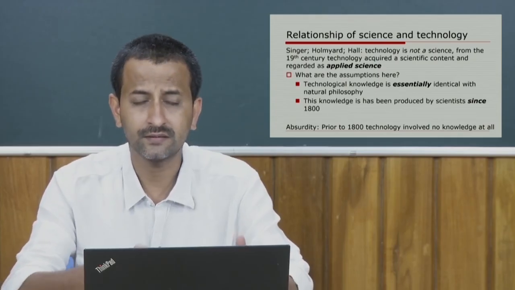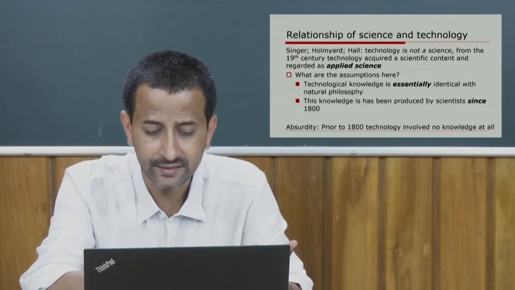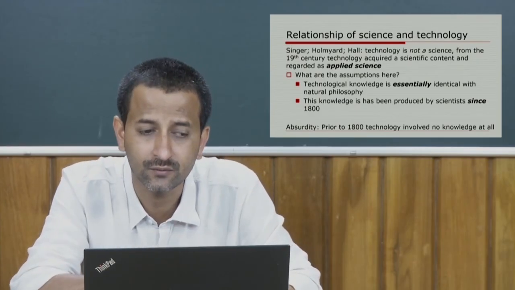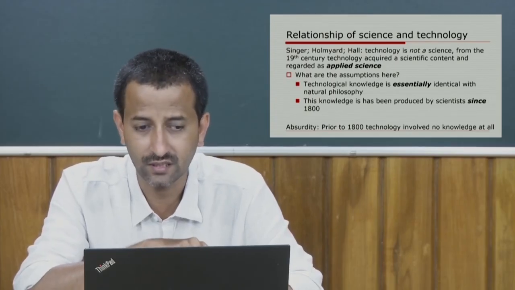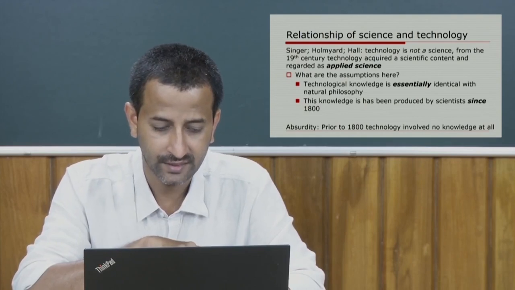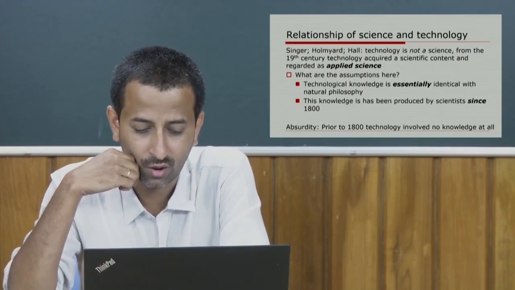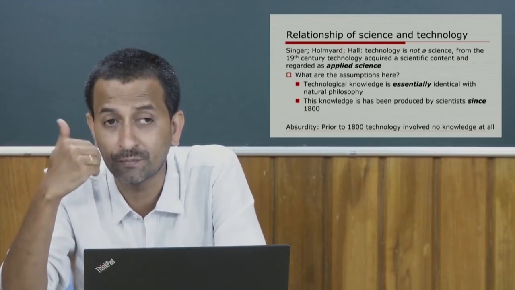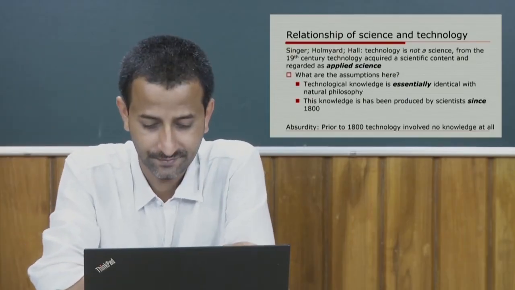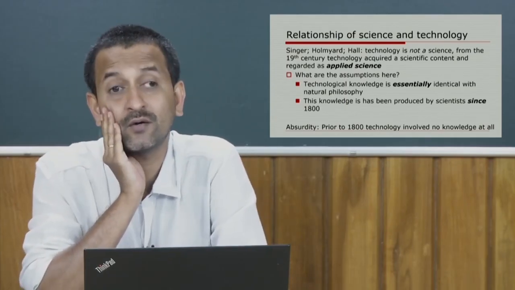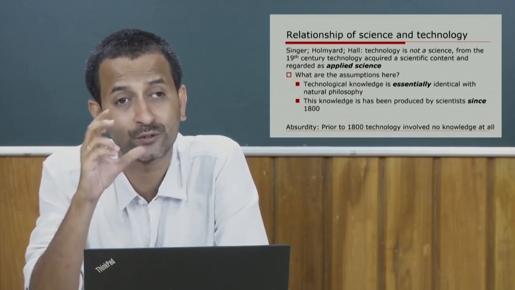There are two assumptions which are critical here. The first assumption is that technological knowledge is essentially identical with natural philosophy, and the second assumption is that this technological knowledge has been produced by scientists since 1800. Logical deduction from these two premises leads to an absurdity, that prior to 1800, technology involved no knowledge at all. It cannot be. That is the question Edwin T. Layton Jr. attempts to pose.